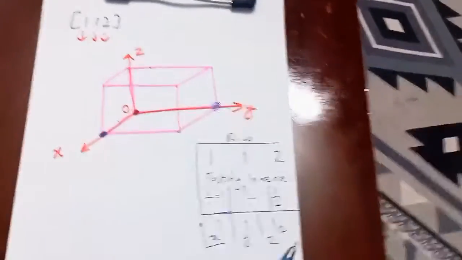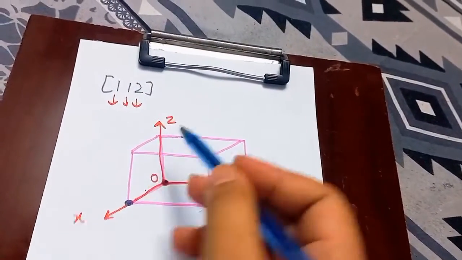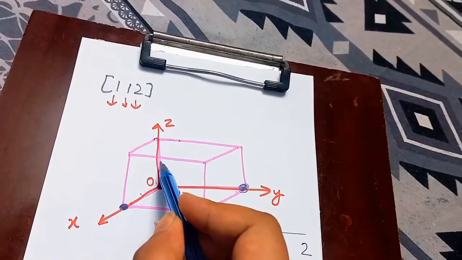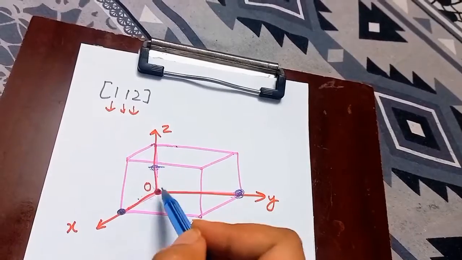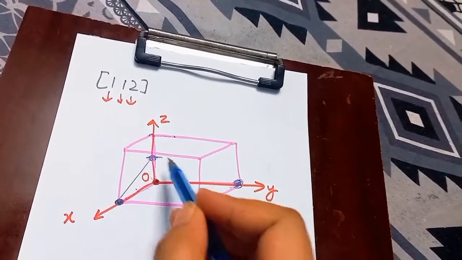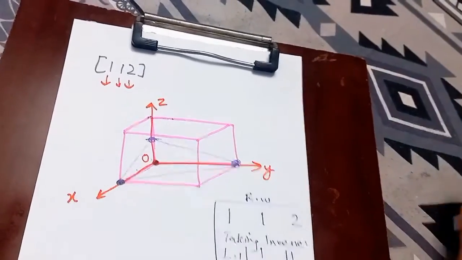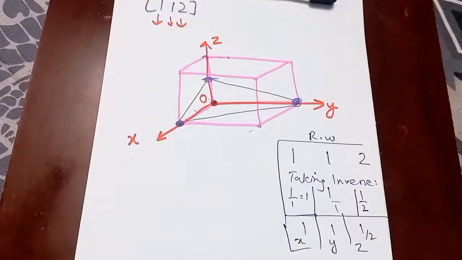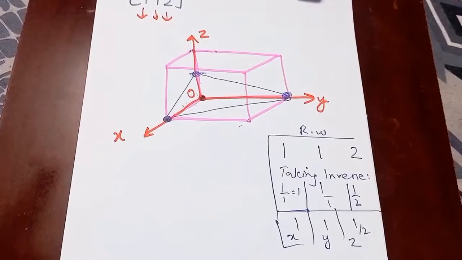Next is half, 1 by 2 along z direction. So starting from origin, this point is the point 1 and half of it will give us 1 by 2. So this here is the half of this whole length. So this is the point on the plane. Now let's join these lines together to get the plane. All right. If you notice here, this is an isosceles triangle.